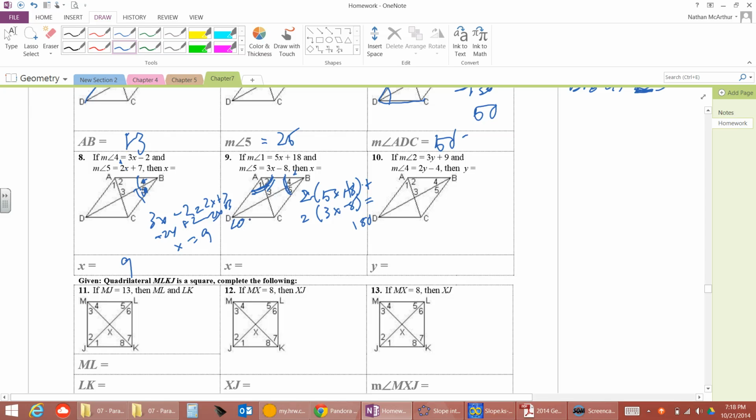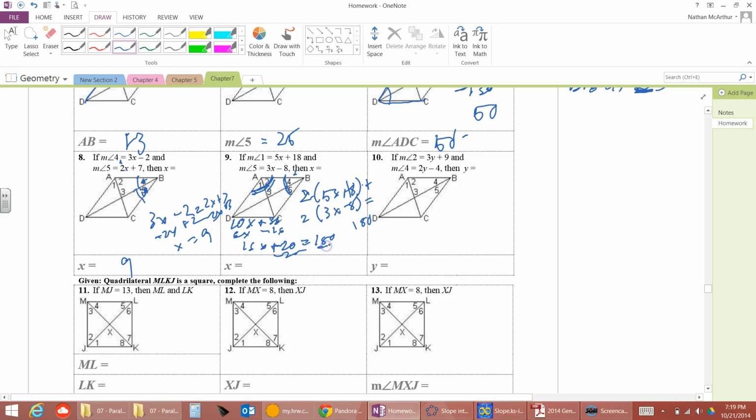10x plus, what is that, 9 times 4, 36. And this one's going to become 6x minus 16, which is really going to combine to be 16x plus 20. All that's got to equal 180.